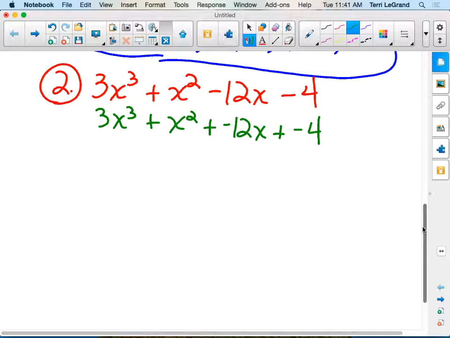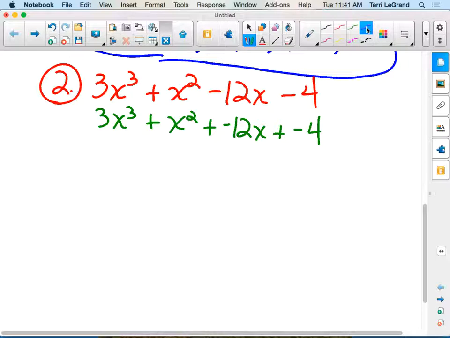That's the GCF. Now we say to ourselves, this is a what? How many terms? 4. What do we use for 4 terms? Factoring by what? Grouping, yeah. So we're ready to do factoring by grouping.